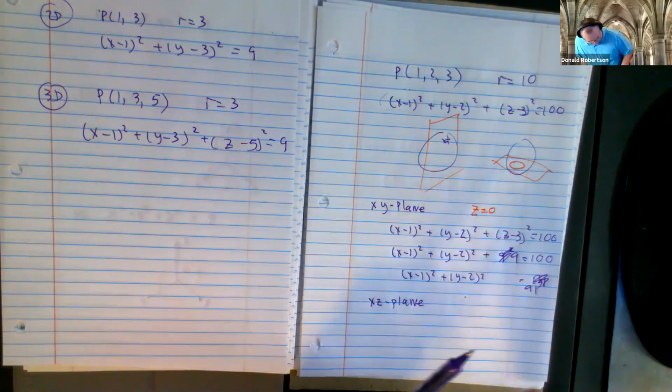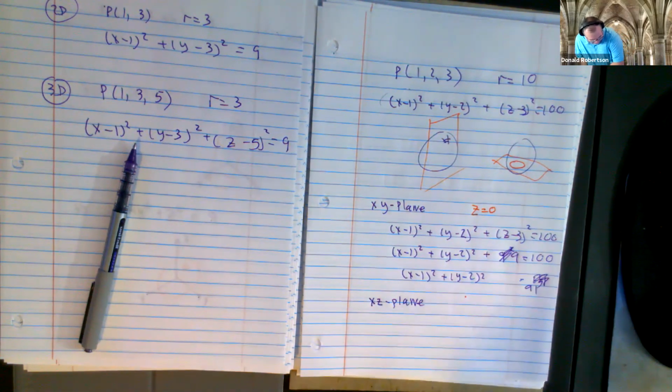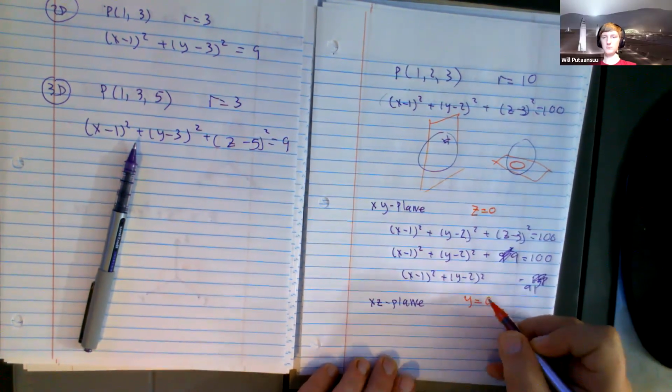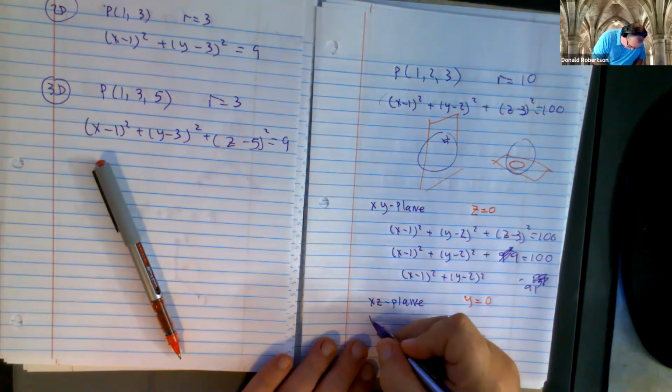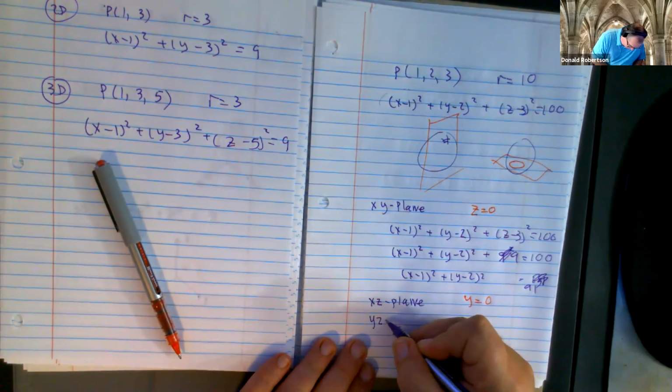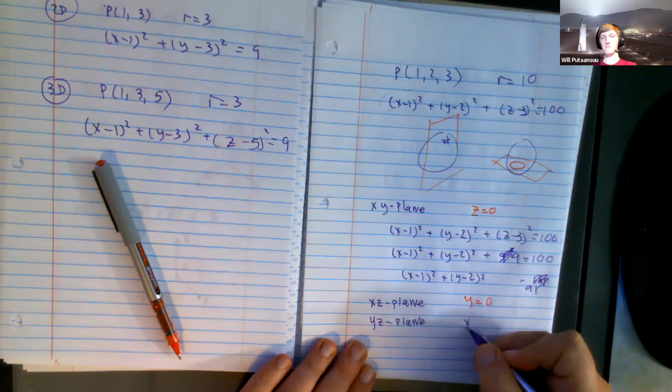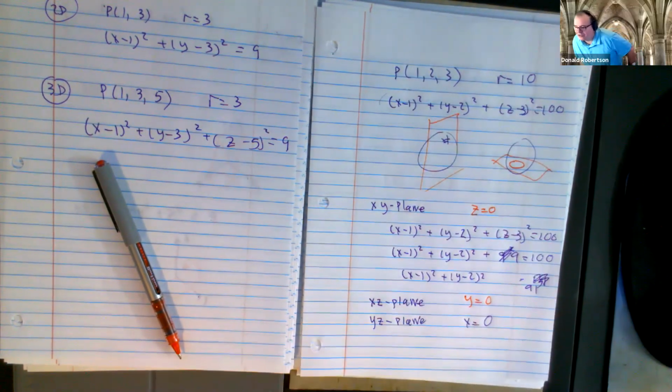Back to this question. The XZ plane, what is that the same thing as? y equals 0. And for completeness' sake, what's the YZ plane? x equals 0. Have you noticed the variable that's missing is the clue here?